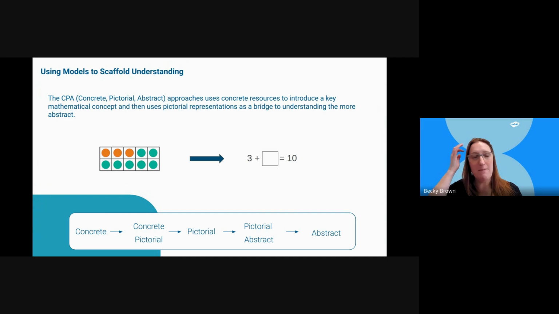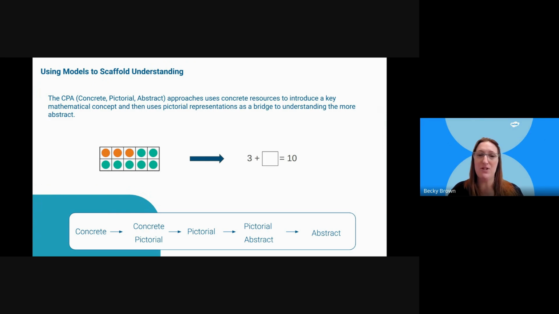Because it's called the CPA approach, I think often there's a misunderstanding that we start with concrete and then we get rid of the concrete and move on to the pictorial, and then we move that out the way and move on to the abstract. But actually it's important that we don't see it as that. I've been in classrooms where children have been very confident using counters for addition, but there has to come a point, we're talking about this scaffolding, where you remove that and you move along to a picture or a representation, and then you move to abstract.